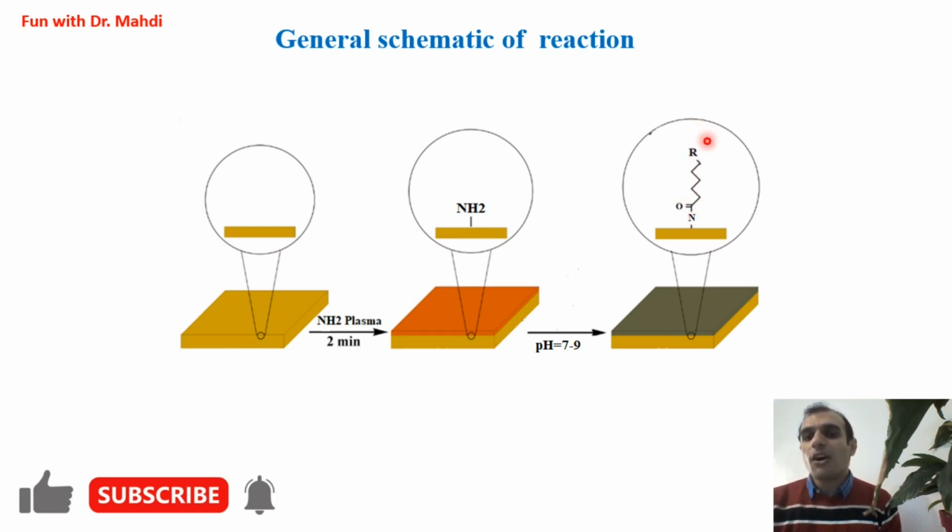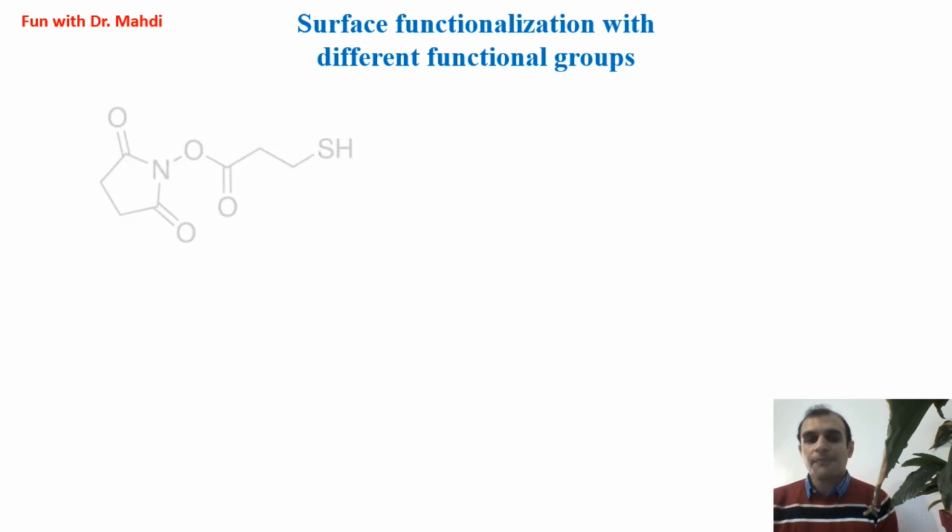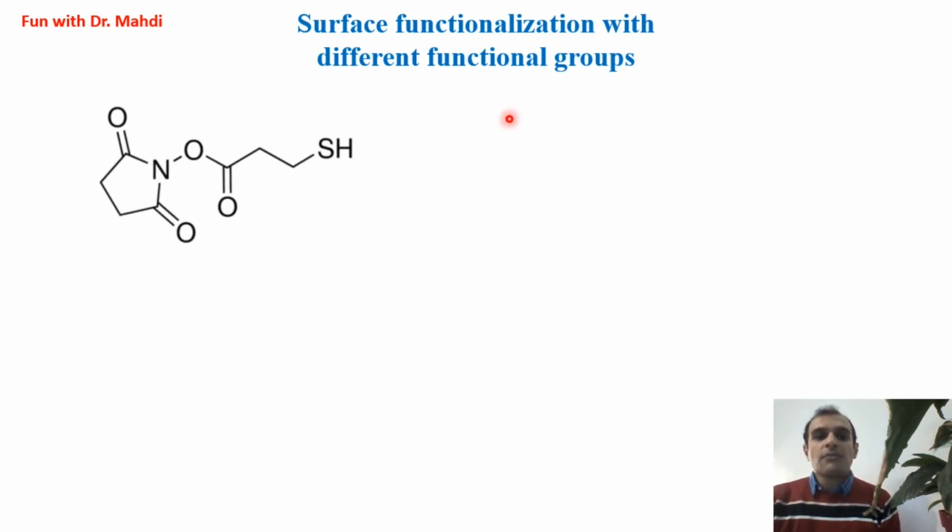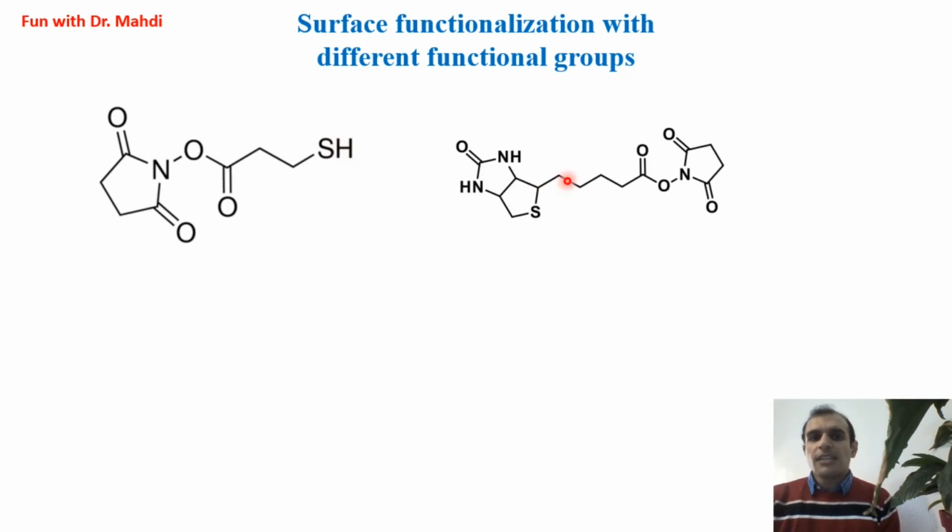And here you can see the R can be different. We can change the R. I mean, R can be different functional groups. For example, R can be thiol. I mean, after doing NHS ester reaction, we can have thiol on the surface. Sometimes we would like to cover the surface with a vitamin. Here you can see vitamin B7 or biotin. I mean, sometimes we would like to cover the surface with biotin, vitamin B7.